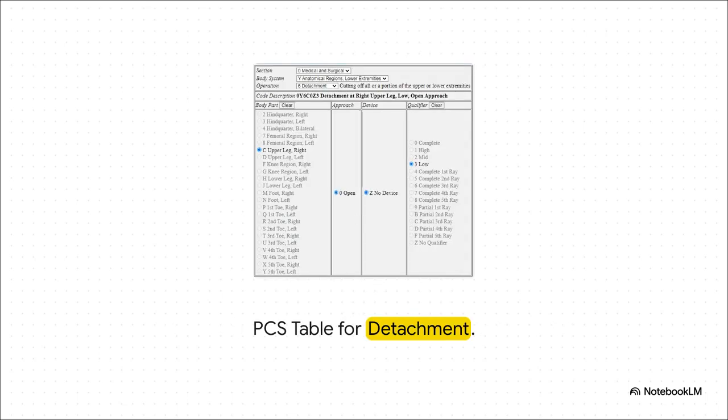So let's actually see how this builds a complete code using the PCS tables. It's kind of like putting together a puzzle. Notice the structure here. We start with section 0 for medical and surgical. The body system is Y for anatomical regions, lower extremities. The root operation is 6 for detachment. Now look at that fourth character, the body part. Here we select C for upper leg right. The approach is 0 for open. The device is 0 for no device. And finally, the qualifier is 3 for low. You put it all together, and an open, low detachment of the right upper leg translates into the precise alphanumeric code 0Y6C0Z3. Every single character matters.